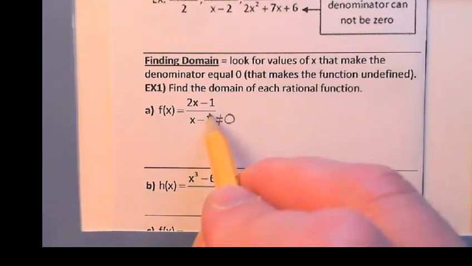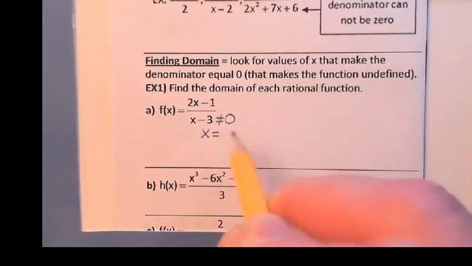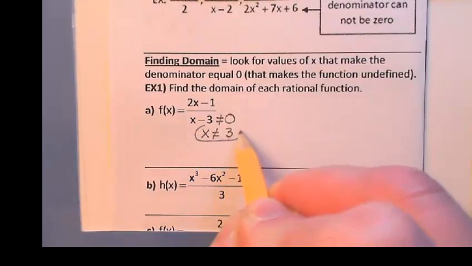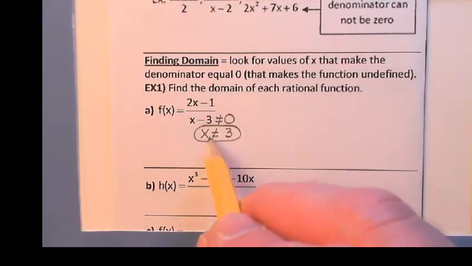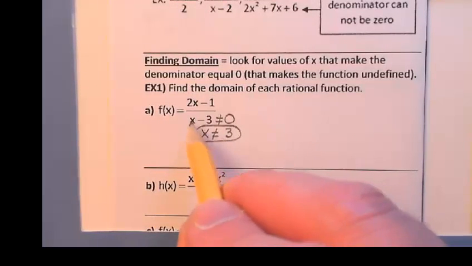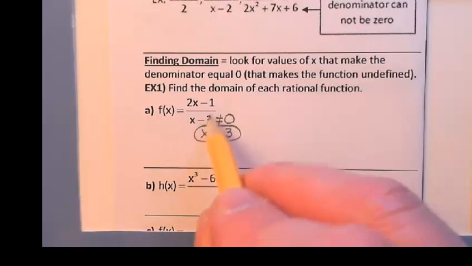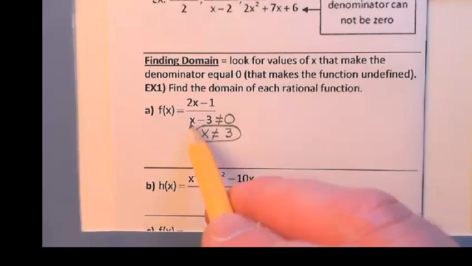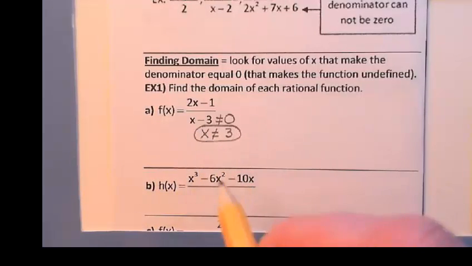In order to solve for x, we're going to send the 3 to the other side, so this becomes x different than 3. In other words, the value of x can be any value except for 3. Because if I put a 3 there, 3 minus 3 becomes 0, and this function becomes undefined. So x can be any value like 2.5, 5,000, 500, but the only value it cannot equal is 3.